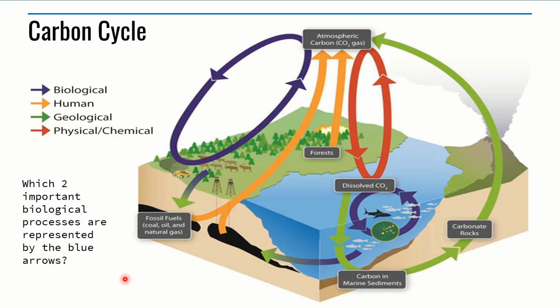So in the carbon cycle, on this diagram, we're mainly going to focus on the human, geological, and physical chemical processes, and I will explain more of the biological on the next slide. So let's start with the physical and chemical processes, because these are pretty easy. We have atmospheric CO2, which is a major source of carbon, and that CO2 can be dissolved within water, and then it can be released back to the ocean.